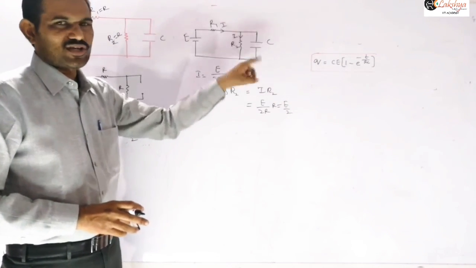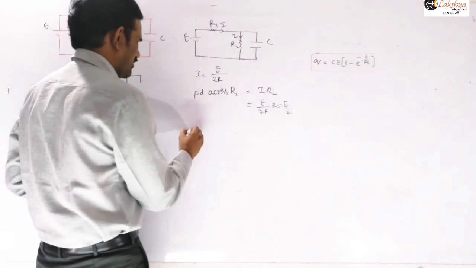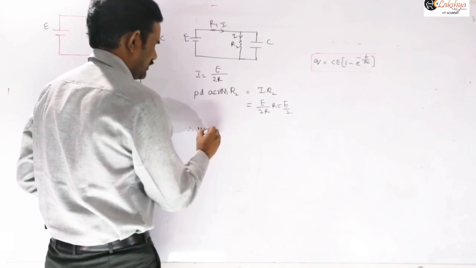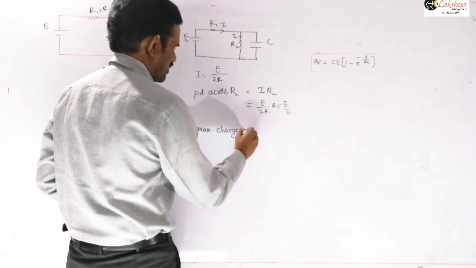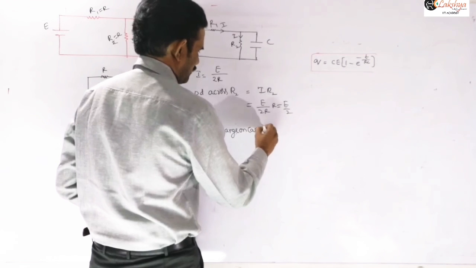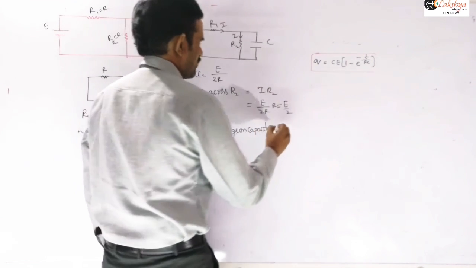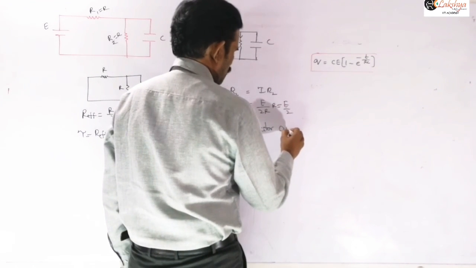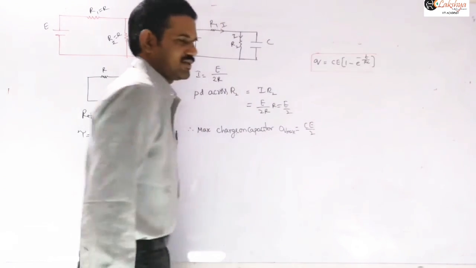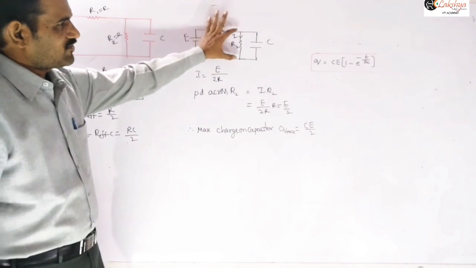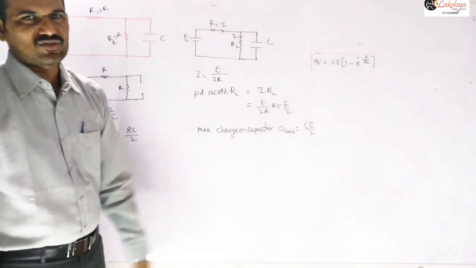So the maximum potential difference across this is E by 2, and the maximum possible charge on the capacitor is Q max is equal to CE by 2. Is it clear? Whatever the maximum potential difference is there, the same potential difference you will get across the capacitor.